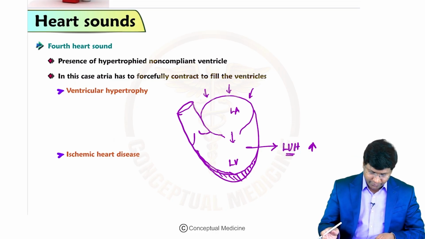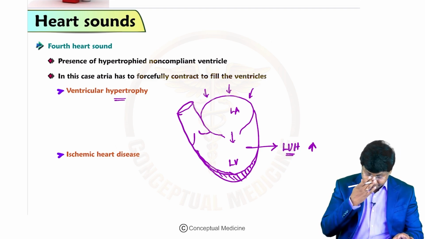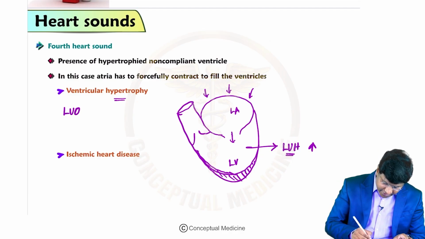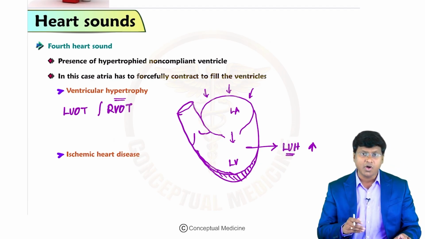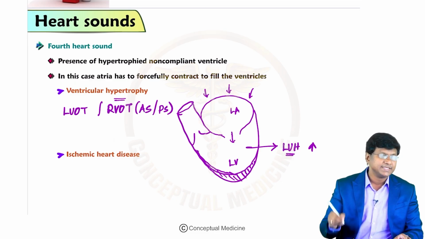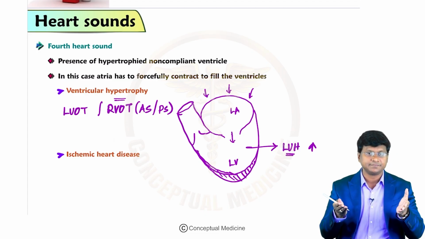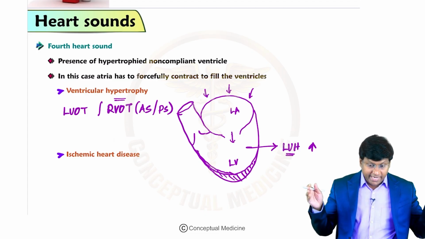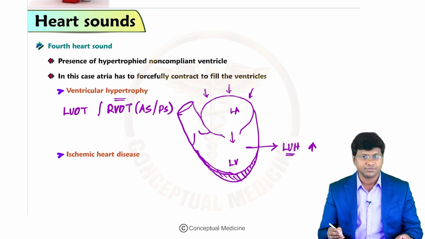So wherever there is development of left ventricular hypertrophy, like in left ventricular outflow tract obstruction or right ventricular outflow tract obstruction, that means in patients with aortic stenosis or pulmonary stenosis, there is development of left ventricular or right ventricular hypertrophy, and the pressure within the ventricle is high. The atria have to contract very strongly to push the blood into the ventricle, and thereby you will have the fourth heart sound.